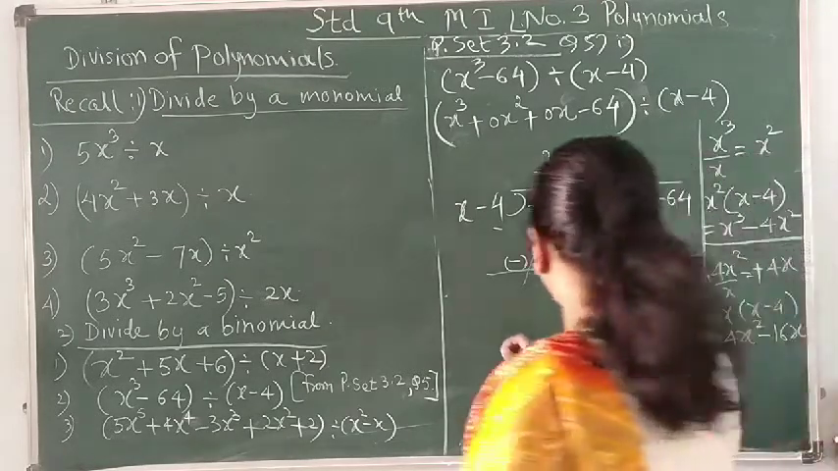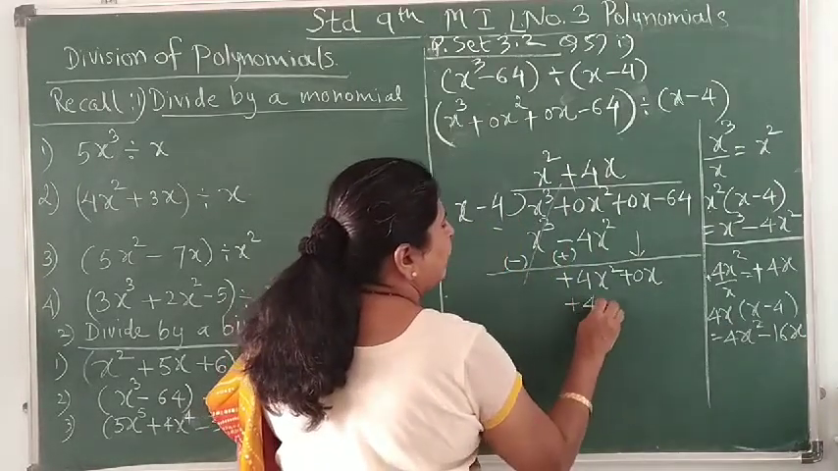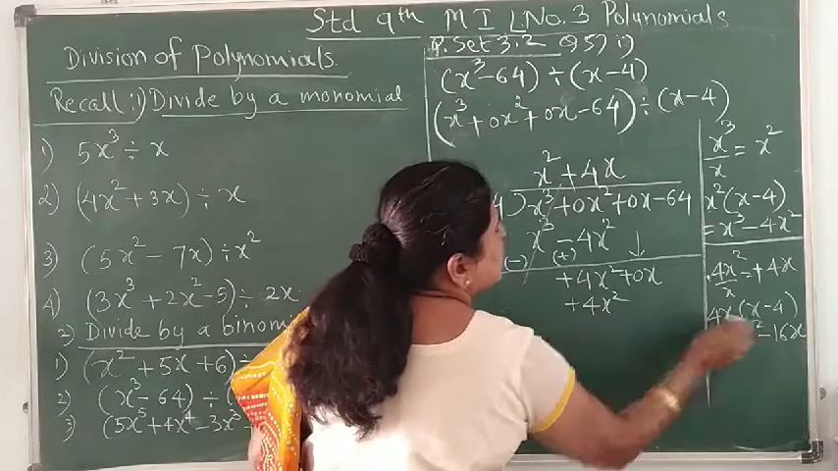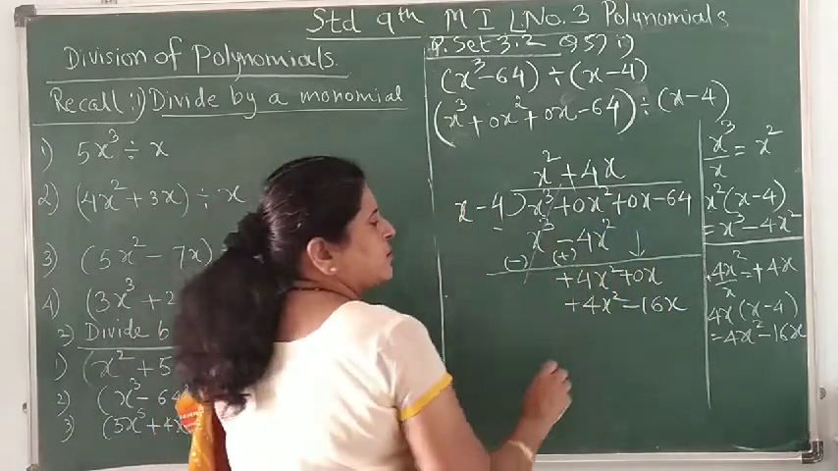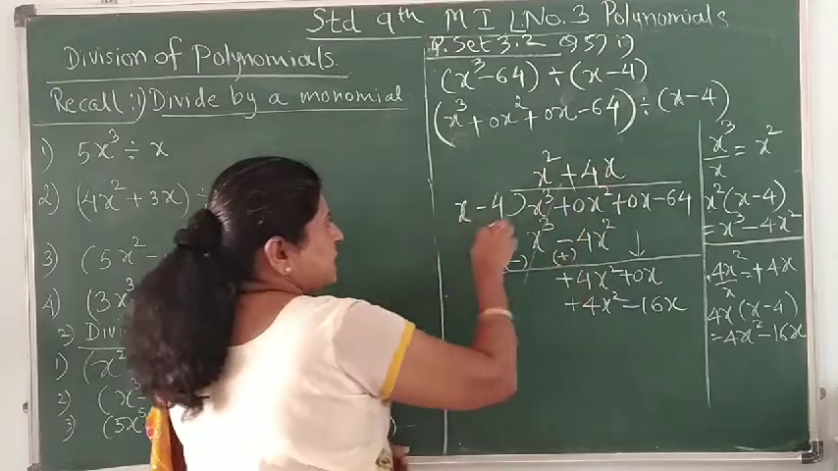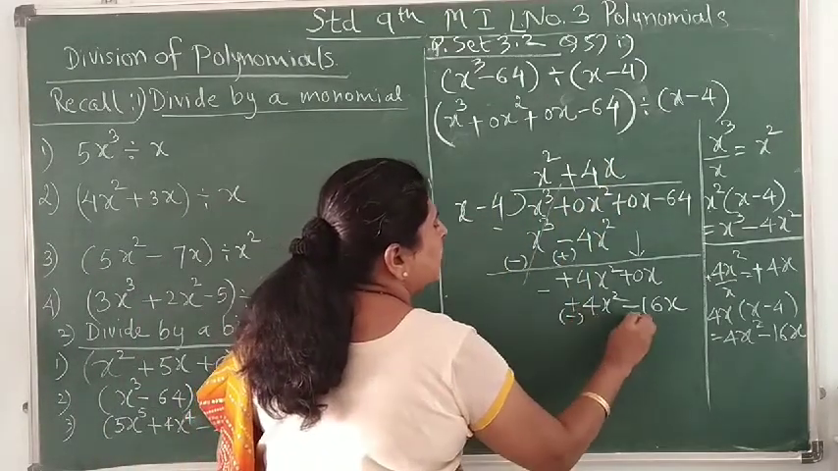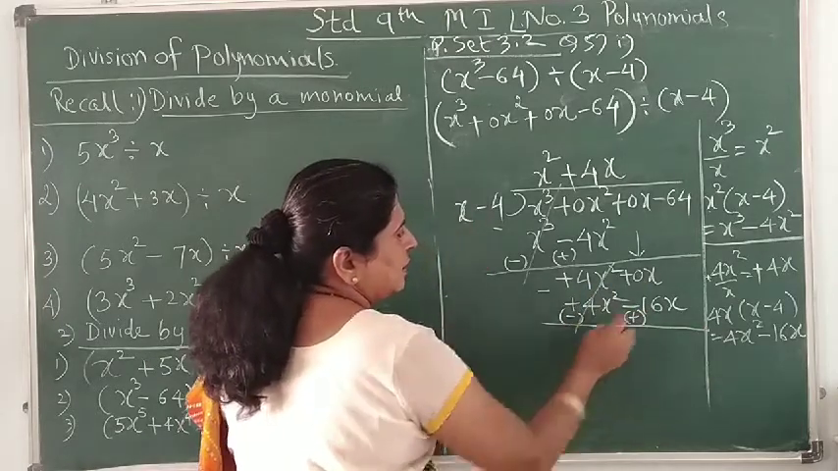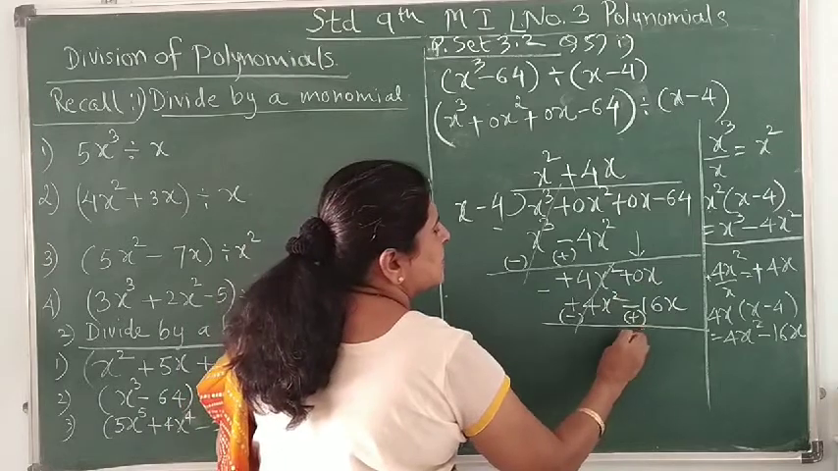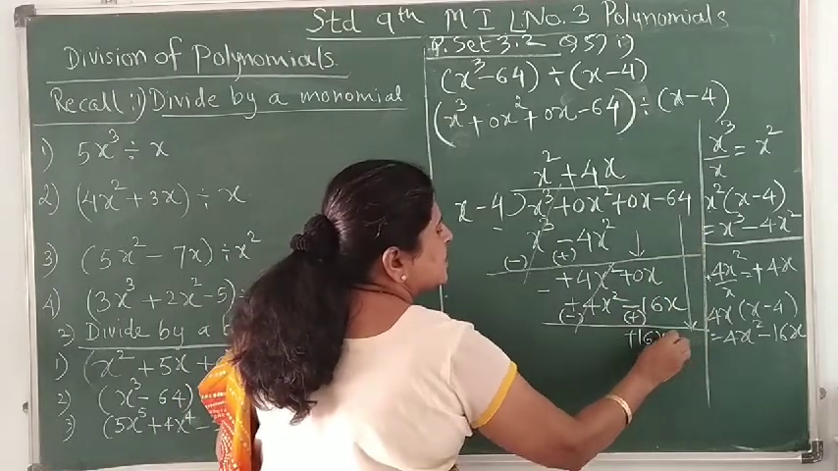Okay, so let's write here. This 4x square we will write here, and minus 16x we will write below this 0x. So the product of this 4x and this x minus 4 we have written over here. Do the subtraction part. Change the sign. This will get cancelled. This 0x plus 16x will get plus 16x. Copy this minus 64 here.